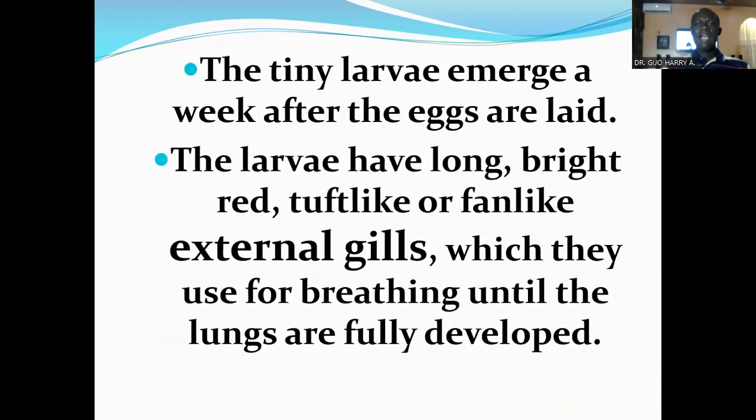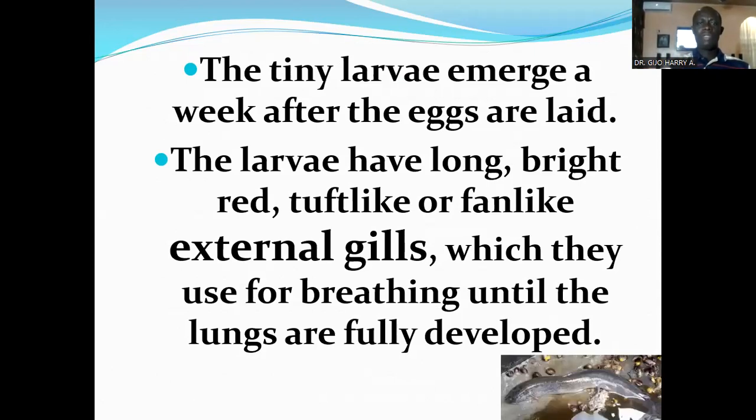The larvae have long, bright red, tusk-like or fin-like external gills, which they use for breathing until the lungs are fully developed. So the larvae make use of external gills for breathing, just as in some tadpoles of the amphibians. But when they become adults, they develop lungs for breathing. That's one important feature found in the African lungfishes.